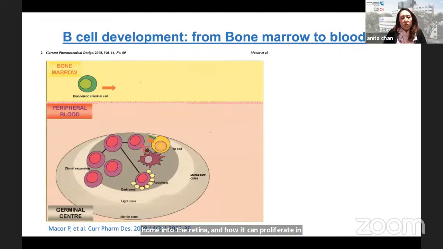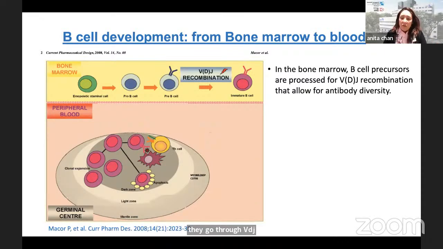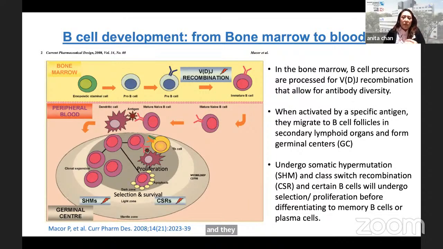So I'm going to start with just talking about the normal B-cell development and how the precursor B-cells are formed in the bone marrow and how they go through VDJ recombination that allows for antibody diversity, and these naive mature B-cells then enter the peripheral bloodstream where they may encounter specific antigens. And when they do that, they will migrate to the B-cell follicles and the secondary lymphoid organs, and they will form germinal centers. And within these germinal centers, they will undergo somatic hypermutation and class switch, and certain B cells will then undergo selection and proliferation before they differentiate into memory B cells and plasma cells.